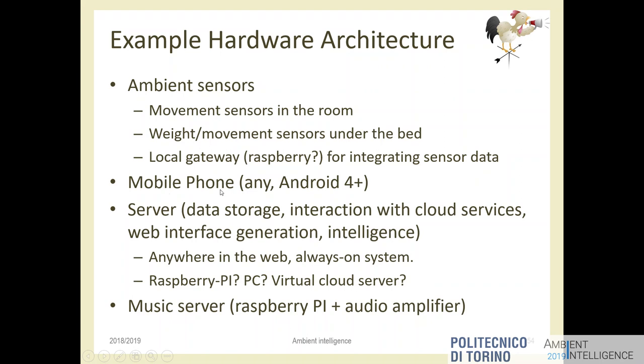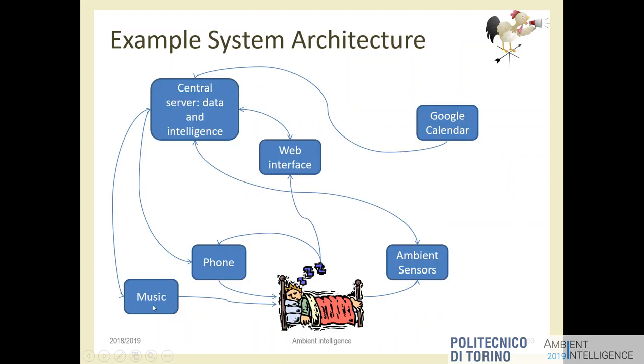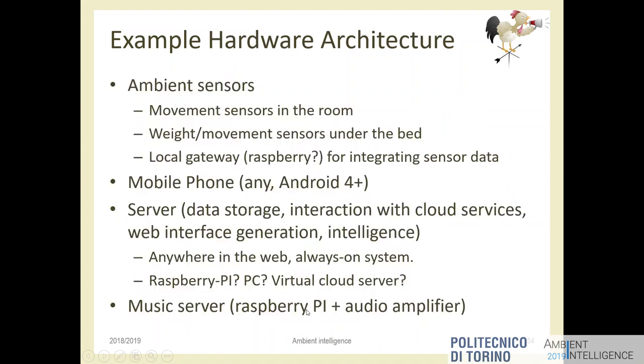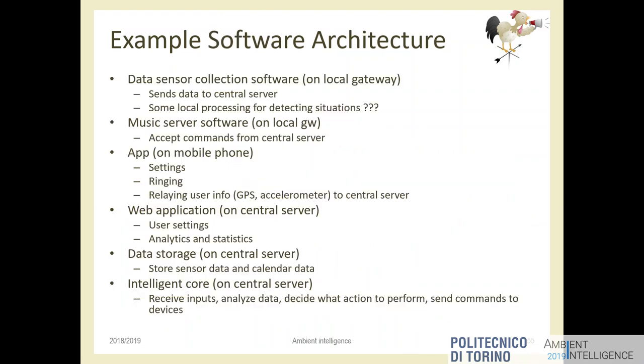From the hardware point of view, we need a phone, we need a server, and we need maybe a music server here that could be implemented maybe with a Raspberry with an amplifier. So is this Raspberry the same as this one or not? We decide. Okay. So at this point, we are trying to explore the way in which physically we can build the system and try to find the minimum cost architecture for implementing all the functionalities.